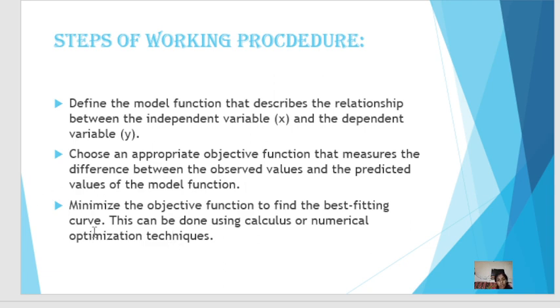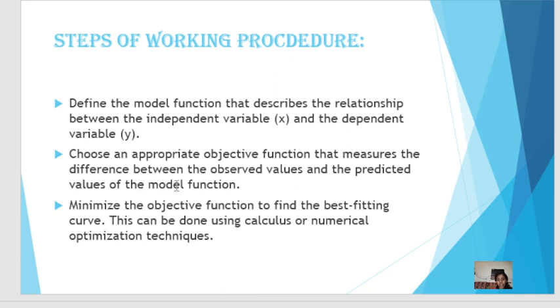Then the third thing is to minimize the objective function to find the best fitting curve, and this can be done by using calculus or numerical optimization techniques. So we find the parameters by solving the system of equations and substitute in y equals f of x, which gives the curve of the best fit. Then the fourth thing is if the given values are beyond 100 or 200, we use a logarithm to bring them into a smaller range.